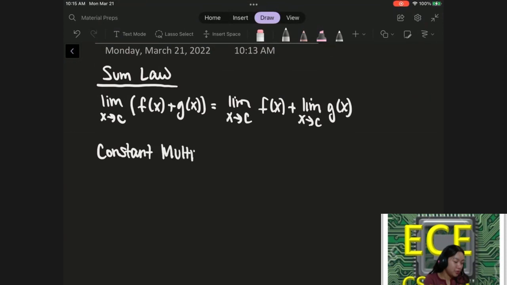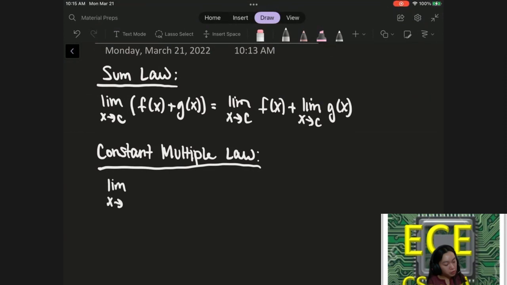All right, moving along, we have the constant multiple law. This one states that if you have the limit as x approaches c of k times a function, you can have the constant outside the limit. So k times the limit of x approaches c of f of x.